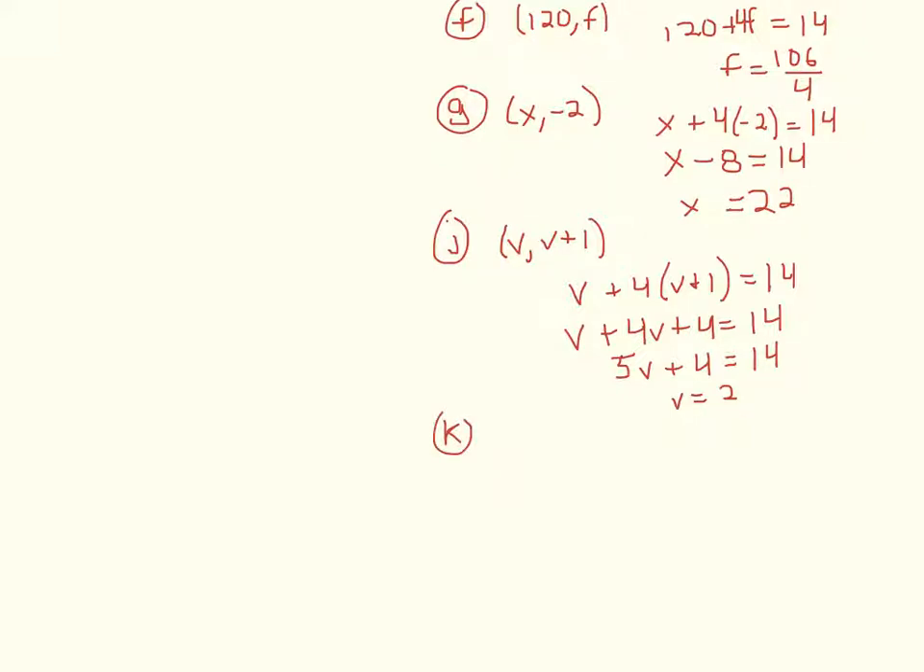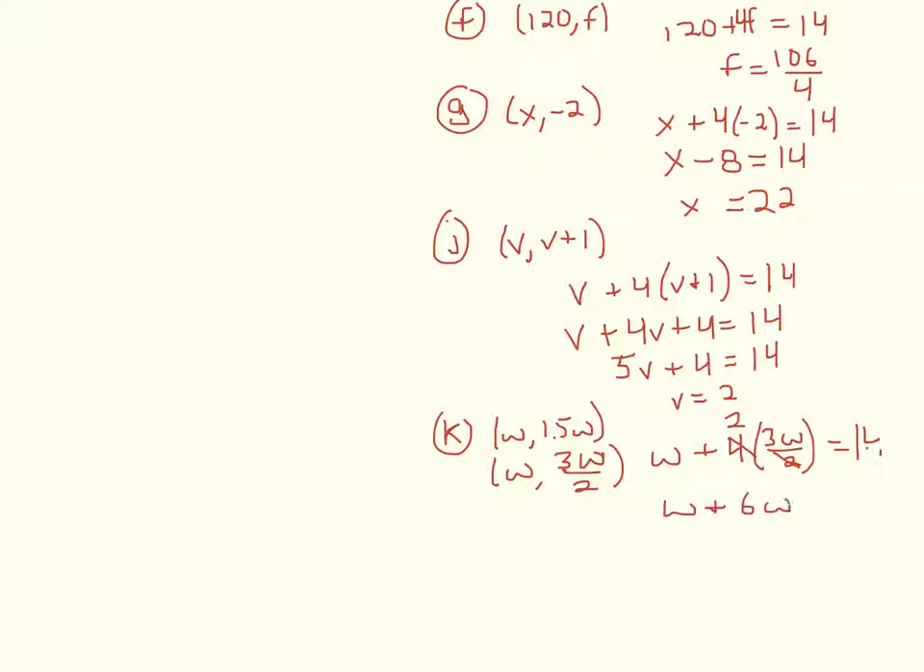For K, our point is w comma 1.5w. And you know, since I like fractions, I'm going to immediately rewrite that as 3w over 2 as our point. So our equation becomes w plus 4 times 3w over 2 is equal to 14. The 4 and the 2 cancel nicely to just be 2. So w plus 6w is equal to 14. 7w is equal to 14. w is equal to 2.